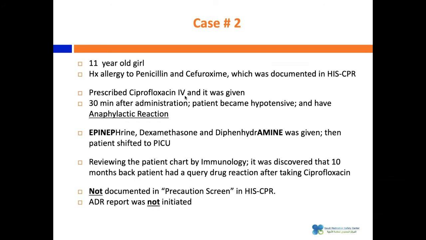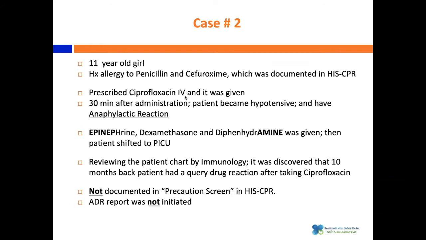Of course, when you are on rounds or in the pharmacy, be careful to see if there is any cross reactivity or not. You can find this from Micromedex. Okay, so the patient was prescribed ciprofloxacin, then she started to have an anaphylactic reaction within 30 minutes. They transferred the patient to PICU, addressed her needs, giving epinephrine, dexamethasone and diphenhydramine. Alhamdulillah, the patient was stabilized. No permanent harm in this case.